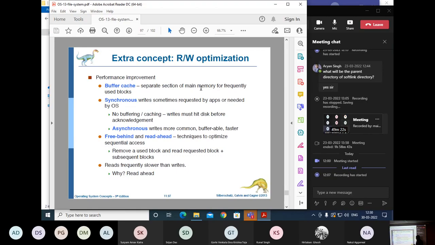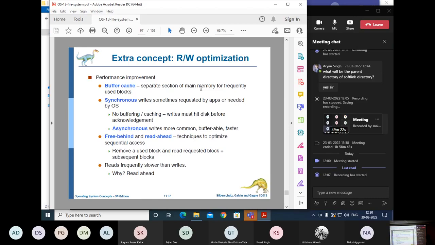There is another concept aside from buffer cache, where you have to go to the disk and read and write: synchronous and asynchronous read and write. This is important because you will hear the terms synchronous and asynchronous more and more as you go towards real-world systems and deployment.